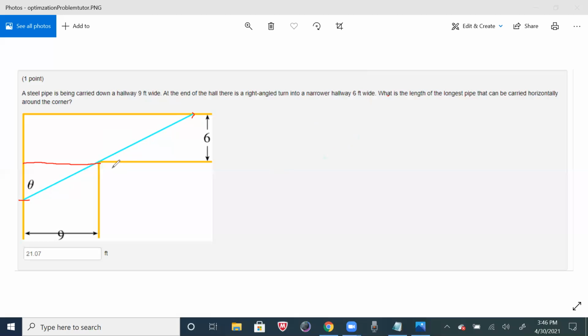The length of this line, let's call that x. And we want to maximize x. In other words, what's the length of the longest pipe? So we need the maximum x there that will fit this model.